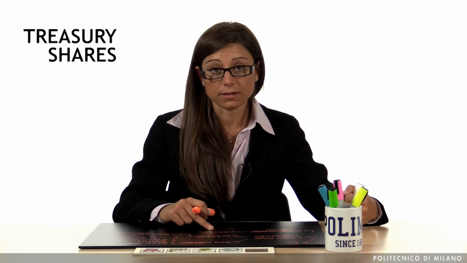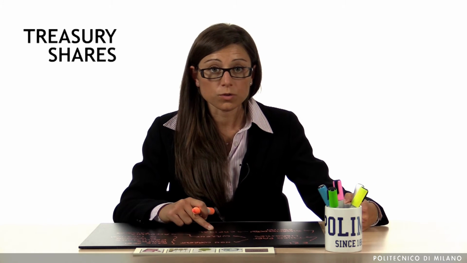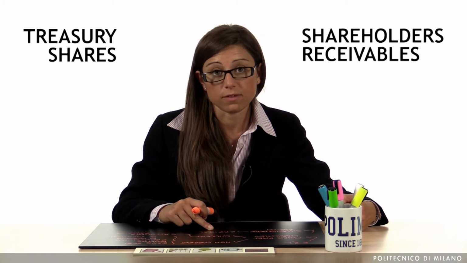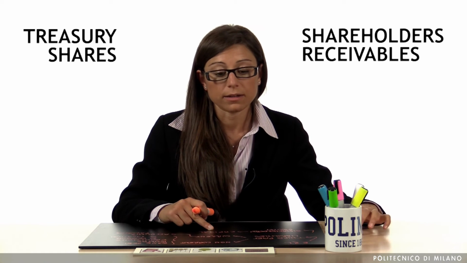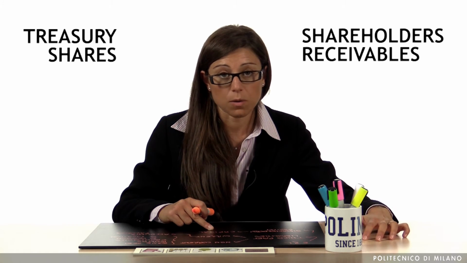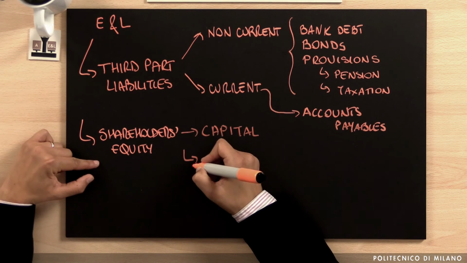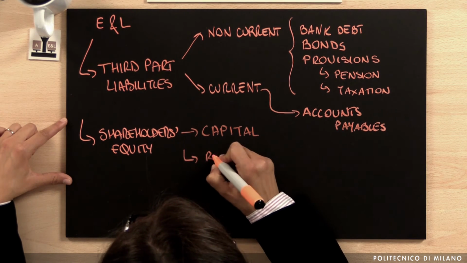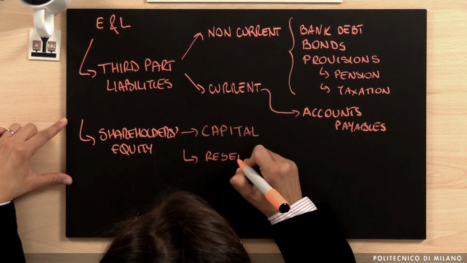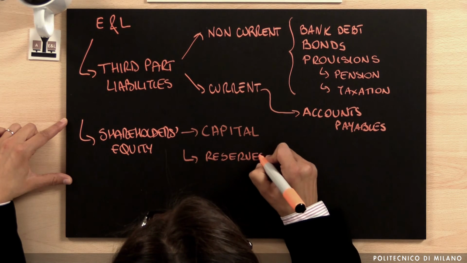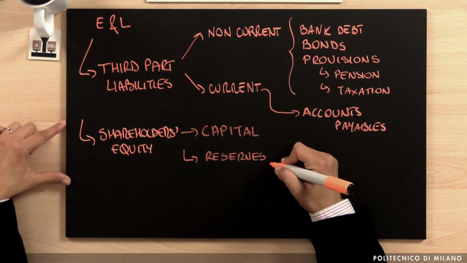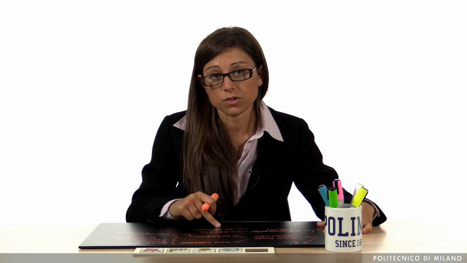Then, this nominal value of the capital is reduced by the treasury shares, but it is also reduced by the shareholders' receivables, which are the amount of money that the shareholders will provide inside the company, but that they have not provided yet. Then, another component of the shareholders' equity is represented by reserves. These reserves are additional shareholders' rights that emerge during the financial years. These reserves can be of different types.